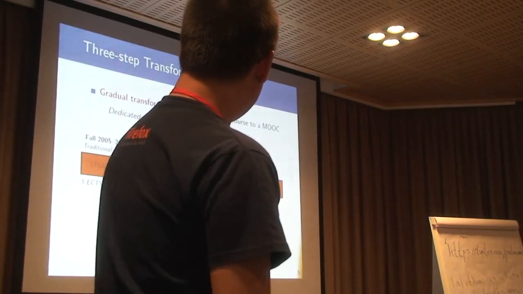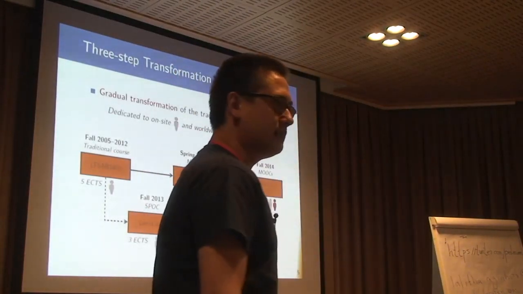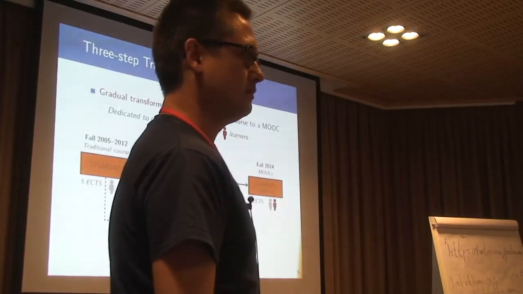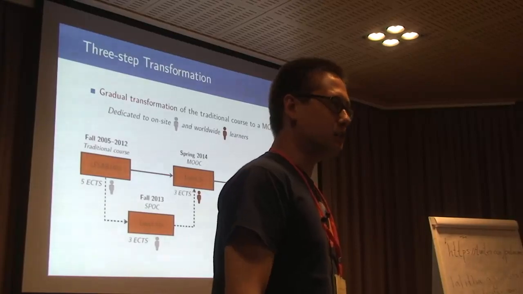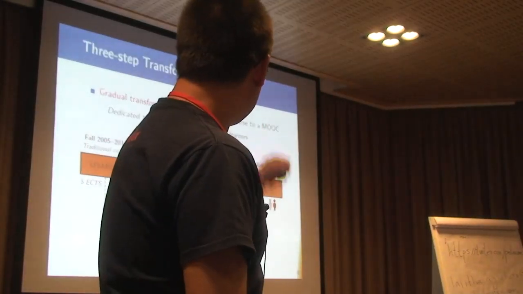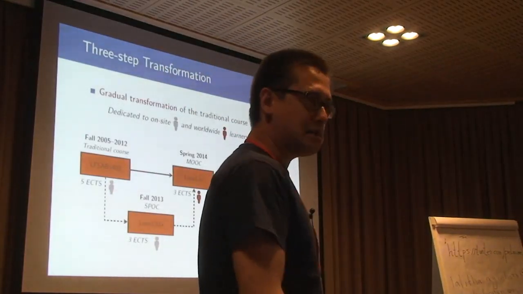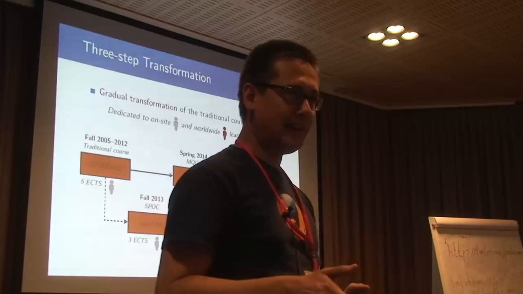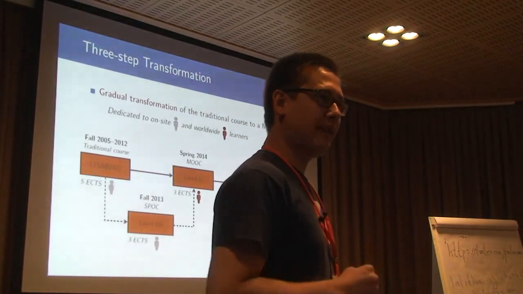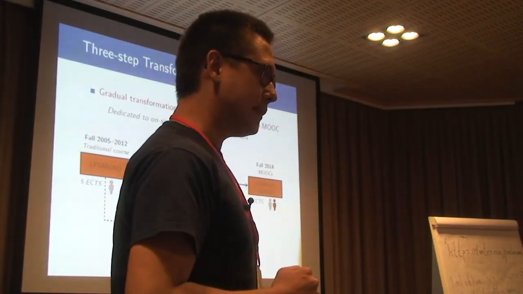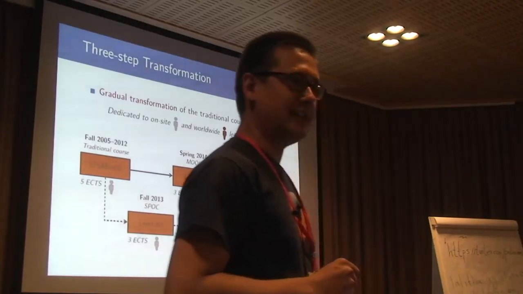And so in the next step, fall 2014, we had 2 MOOCs, because 5 credits for 1 MOOC is too much. Students will just drop out. So we have 2 MOOCs. And those 2 MOOCs are followed now by on-site students and worldwide students at the same time. So they are following the same course, and all the material of the course is completely covered by those 2 MOOCs. So that's the idea.